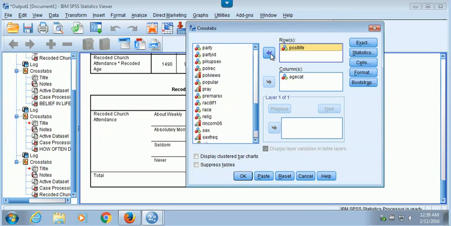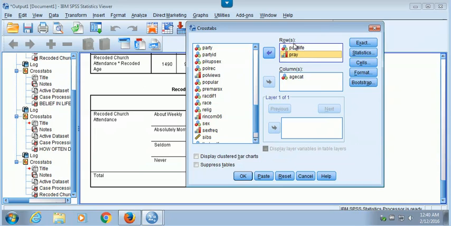They also want you to look at how often one prays, which is pray. So I'm going to do this together. Your category of age is your independent variable, and you have two dependent variables this time, post-life and pray.